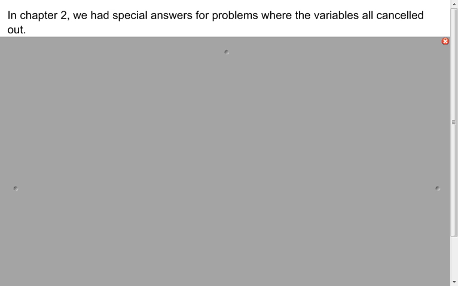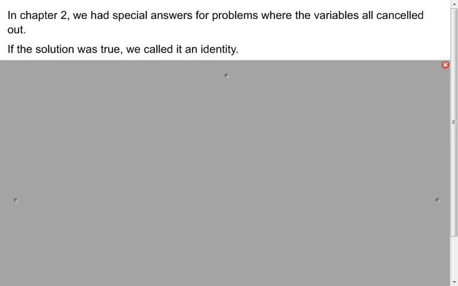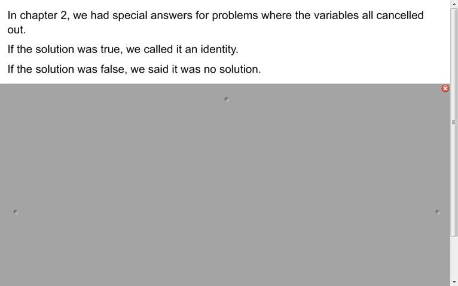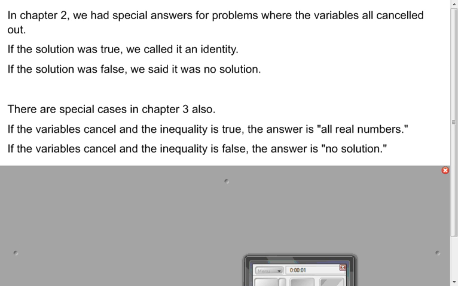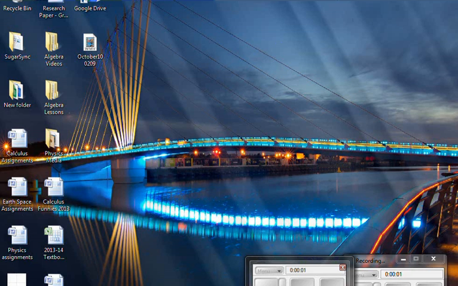In Chapter 2, we had special answers for problems where the variables all canceled out. If the solution was true, we called it an identity. If the solution was false, we called it no solution. There are special cases for Chapter 3 also. If the variables all cancel and the inequality is true, the answer is all real numbers now. It's not identity anymore. If the variables all cancel and the inequality is false, the answer to that is still no solution.